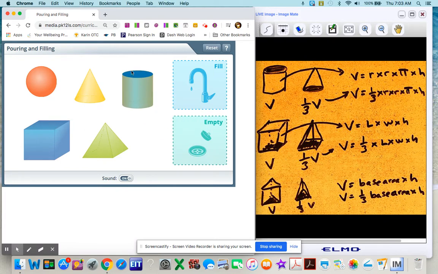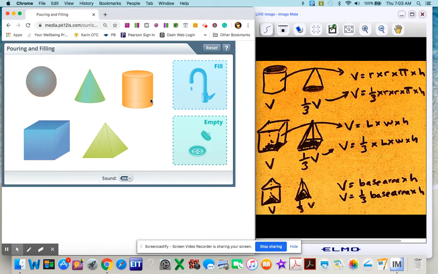What do you think would happen if I took the cylinder and dumped it into the sphere, and then dumped it into the cone? Isn't that kind of cool? All right, so a sphere plus the cone equals the cylinder.